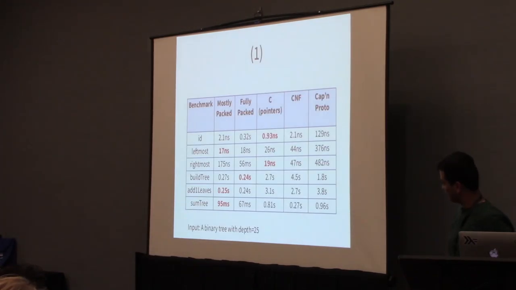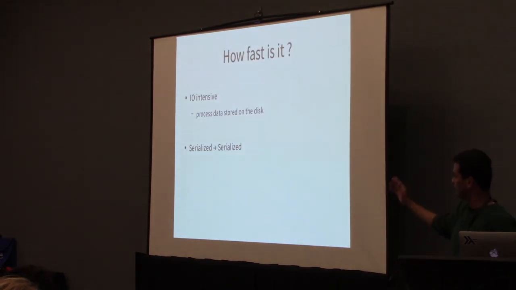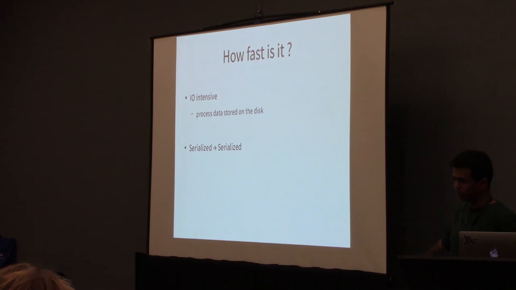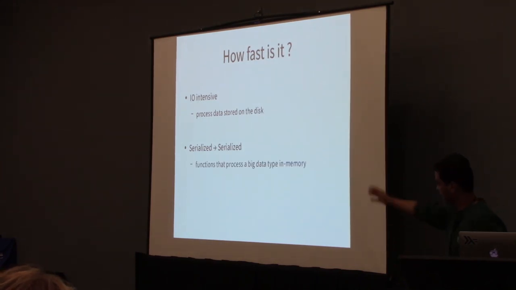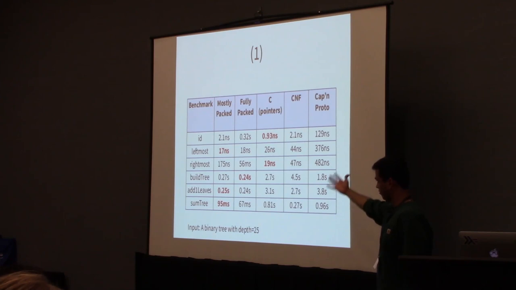We have a few numbers for in-memory programs. These take advantage of the fact that we are not deserializing anything. These programs just create a big tree in memory and then process it. This is a simple tree example, with functions using the tree database that we saw.